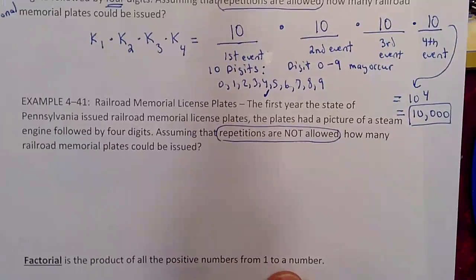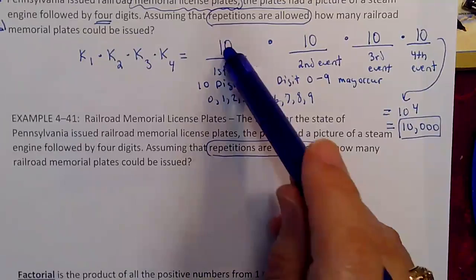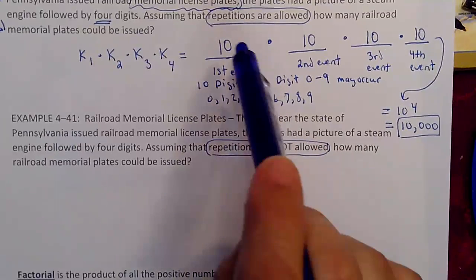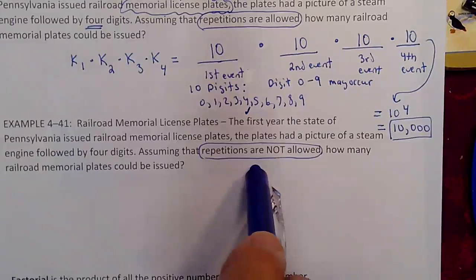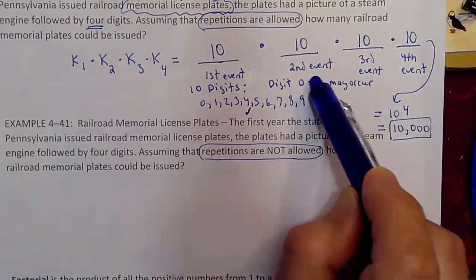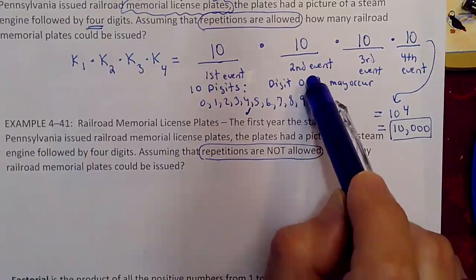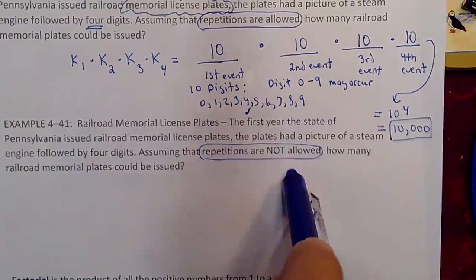So what that means is, let's say that you pulled out the 4 here on the first event, but repetitions are not allowed. That means from these digits, you have to remove that 4, because they're not going to let you do 4, 4. They won't let you repeat it. So this is going to change.